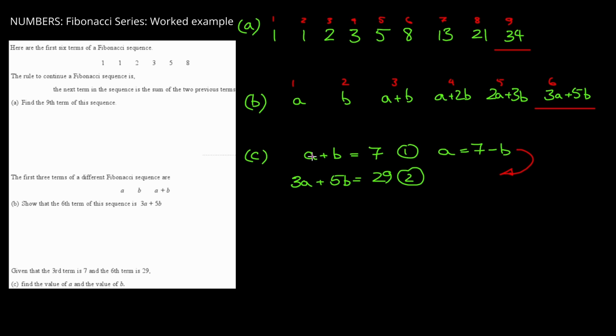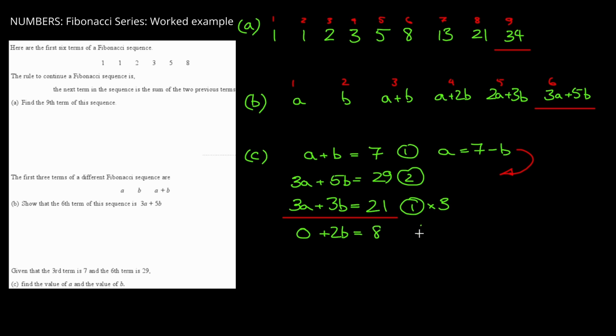The other way to do it is to multiply equation 1 by 3, which makes these two have the same coefficient. So this is a modified version of equation 1 multiplied by 3. And what we can do is now subtract our modified version from equation 2 and produce a result. 3A take away 3A is 0. That's after all what we planned. 5B take away 3B is positive 2B. And 29 take away 21 is 8.